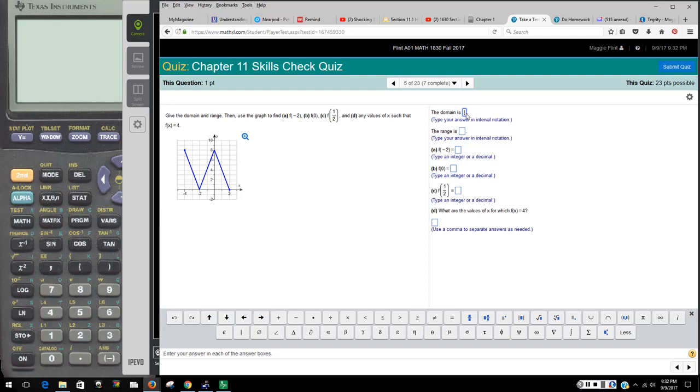Lowest number is -4. And then we're going to enter a comma. And then the highest number is 2. And then we're going to close that with a square bracket.